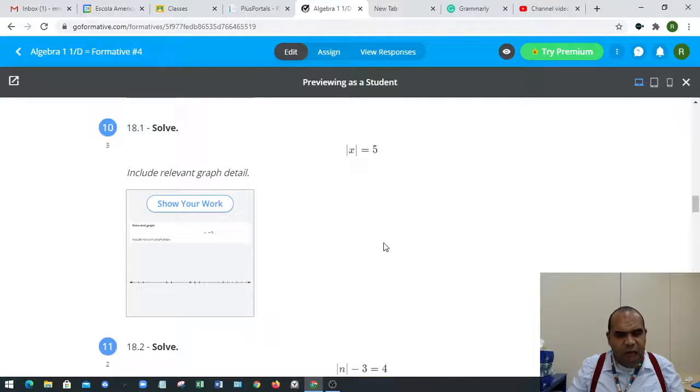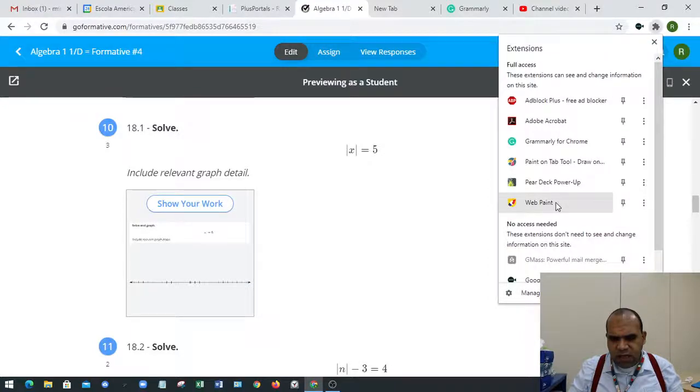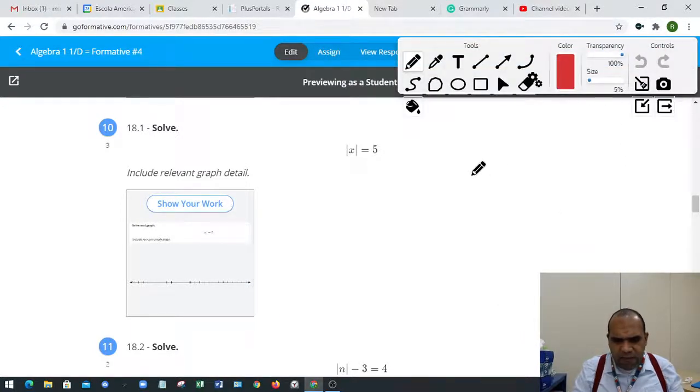Number 10, absolute value of x equals 5. Remember, guys, you don't need to graph here. Just solve, pretty simple. How do you solve this? I have an absolute value, so I need to break it down into two results. One positive, x equals 5. The other one negative, x equals negative 5. Just that.